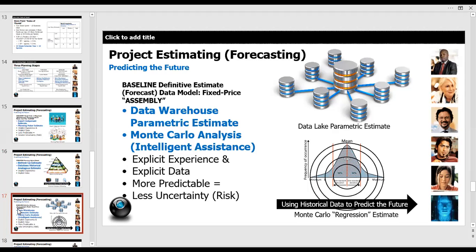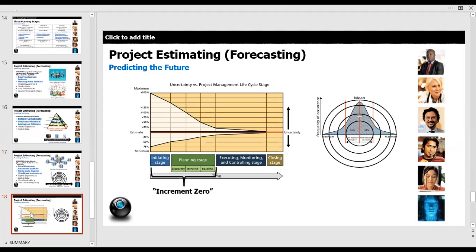I'll get there next week, but let me sum this up because I'm running out of time. As you get to this third phase of baseline, what you're really looking at now is explicit experience and explicit data, because you've got it all in your data warehouse. And as you move in this direction, it becomes far more predictable and less uncertain. So let me wrap all this up into kind of a nutshell.